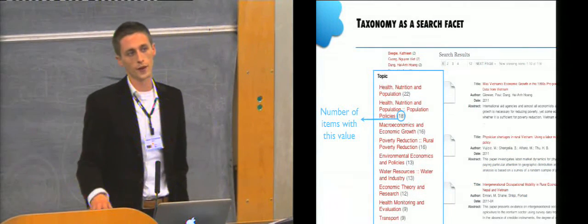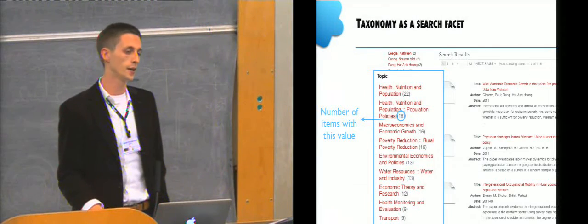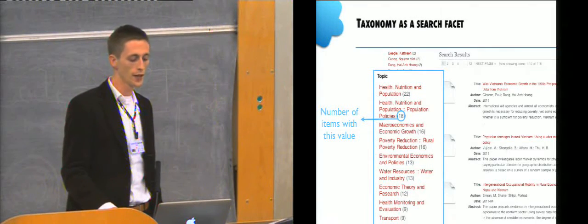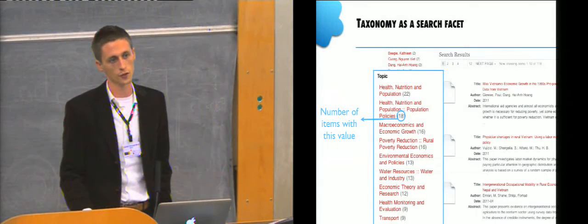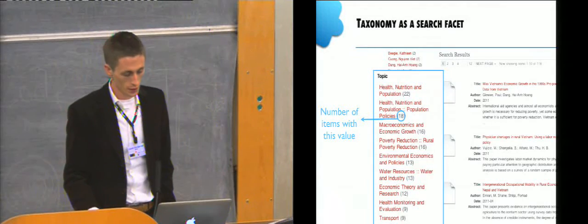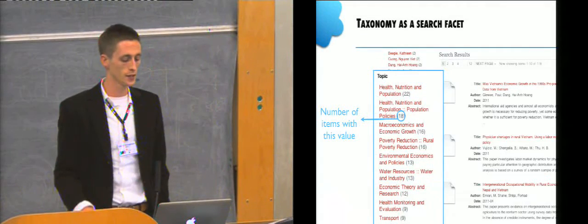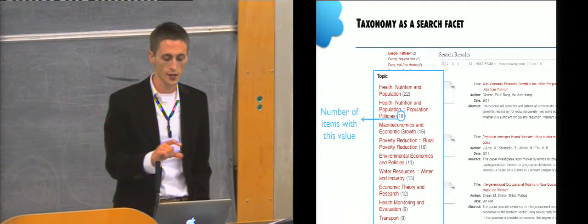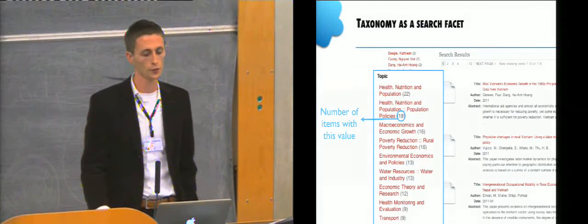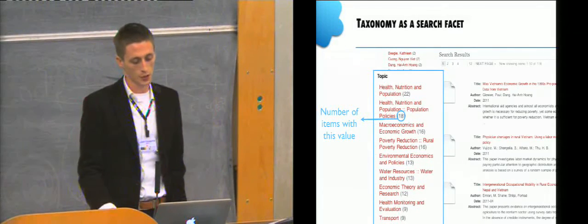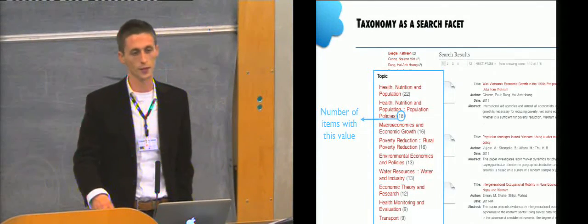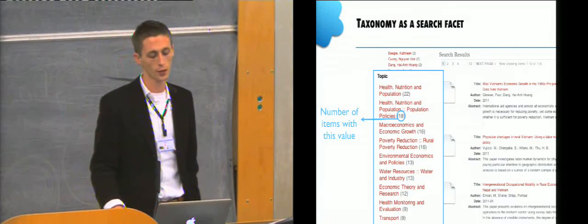Now, as I said, faceted search just looks at for how many items in your search results a value applies. What you see, for instance, in this case is that on the top side, you see health, nutrition, and population with 22 items. And then you see the subtopic population policies under health, nutrition, and population, which also has 18 items in the search results.